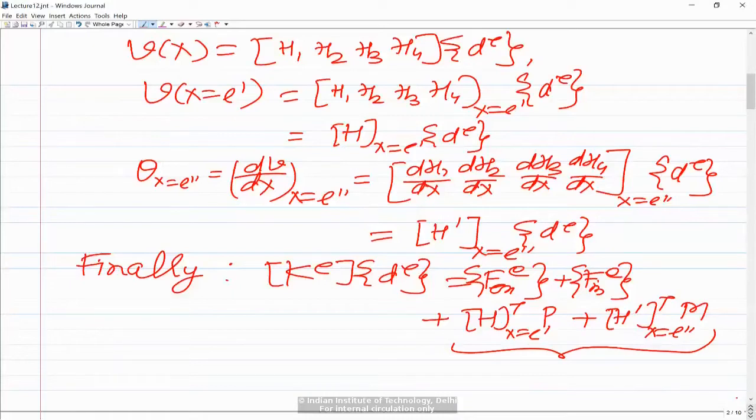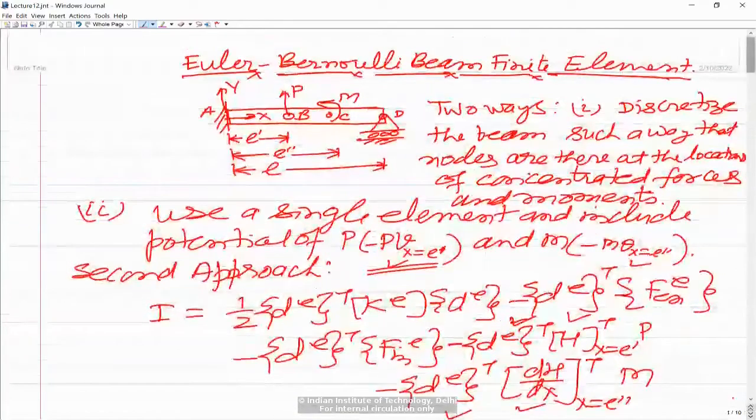So this is the second way of solving this kind of problem, but usually of course the first approach is the one which is actually preferred. The first approach is in the sense that you discretize the whole beam in such a way that there are nodes at the locations of concentrated forces and moments, so that you can take care of the concentrated forces and moments. But if you are asked to solve a problem in such a way that there is no node at the concentrated force or moment location, then you have to handle those forces and moments through these potentials.